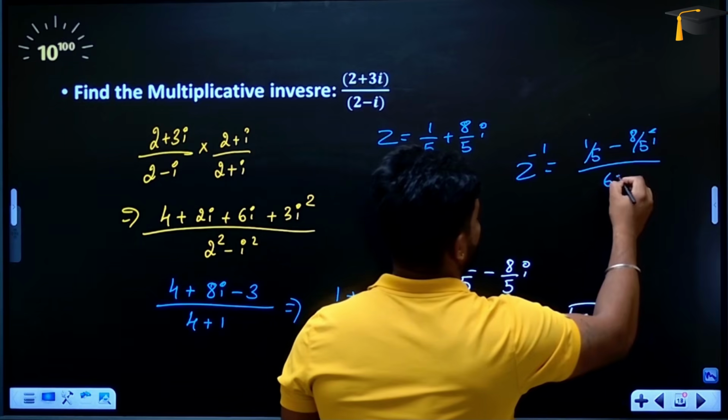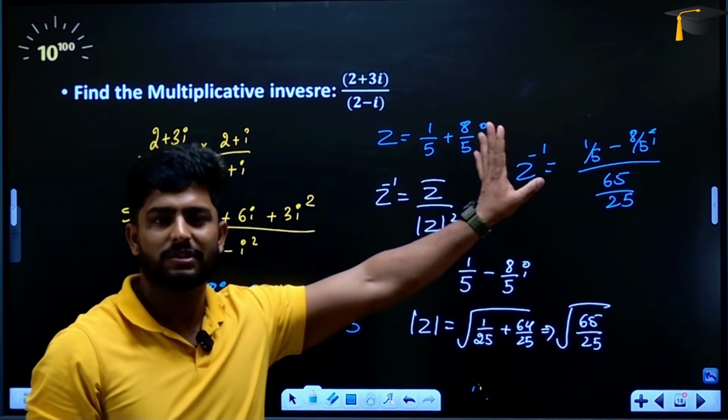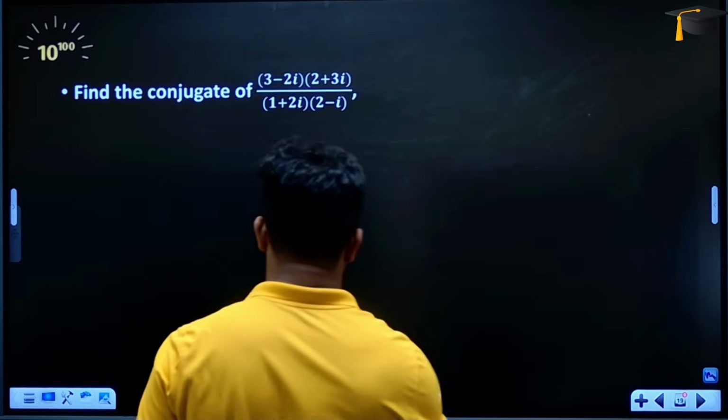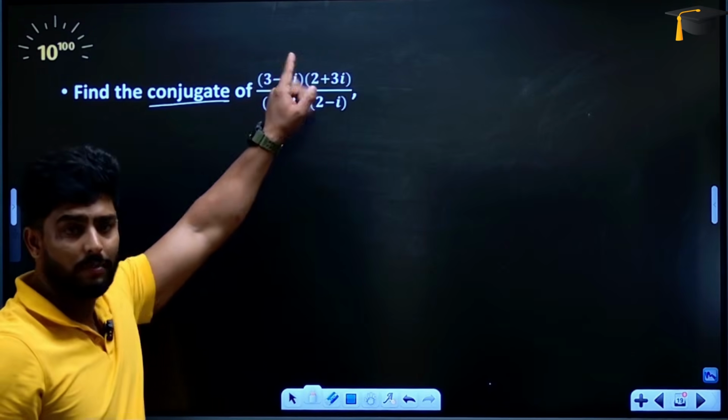This is nothing but 65 divided by 25, square root cancels. That is the answer. Solve a little and write it. That is only the z inverse formula. Okay, next. Find the conjugate of this, right? To find the conjugate, we first have to solve this.